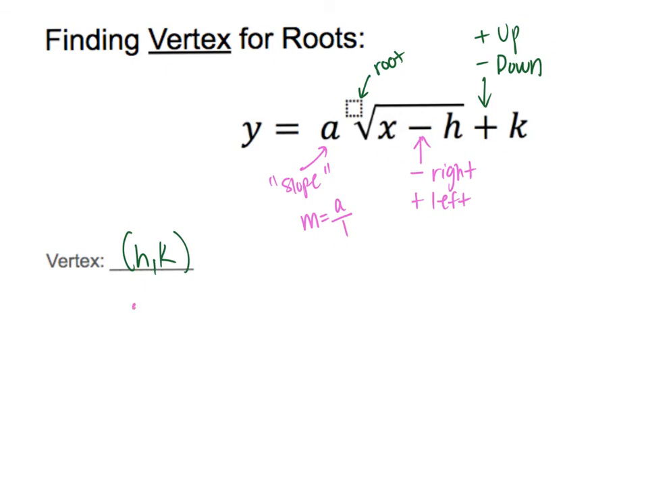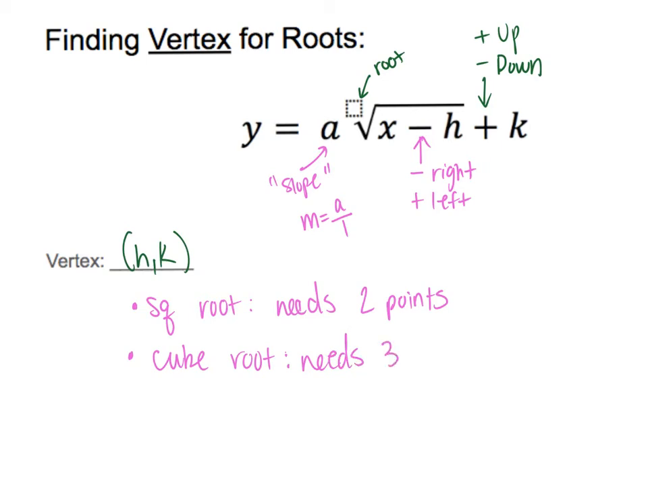And one last thing. Whenever you have a square root, it needs 2 coordinate points. Meaning when you graph, you should have 2 coordinate points before you can connect the dots to make a curve. With a cube root, it needs 3 points. Okay. All right, so I think we have enough information now. Let's get into some homework problems.